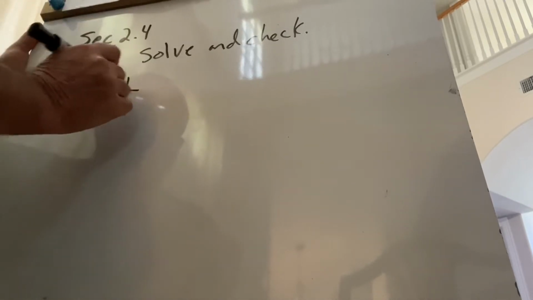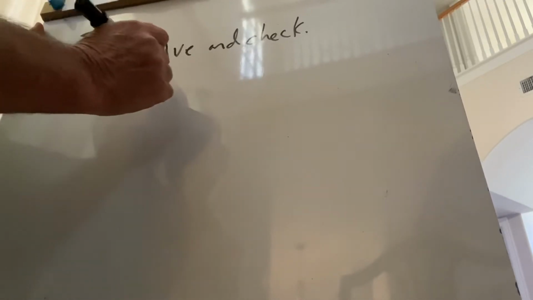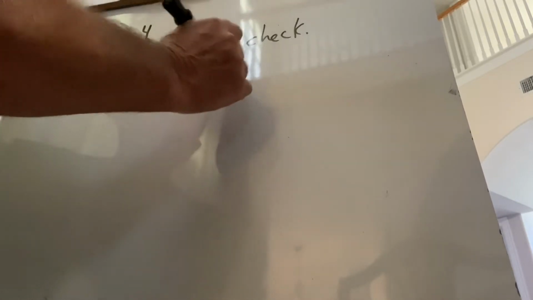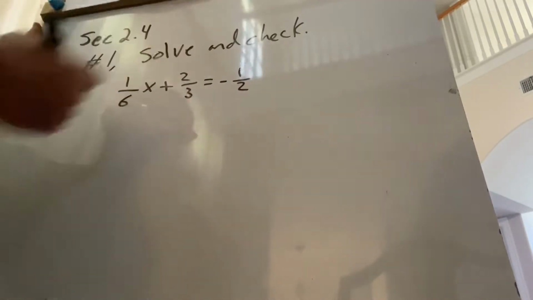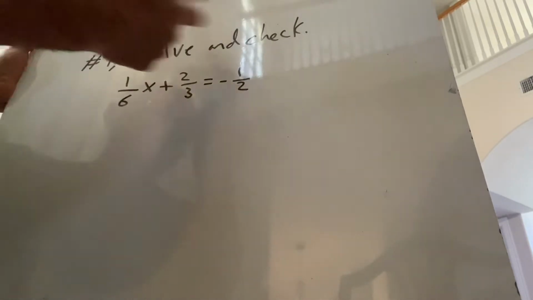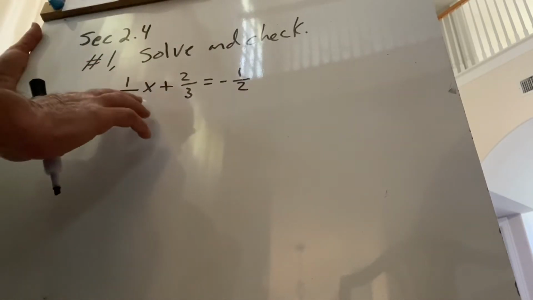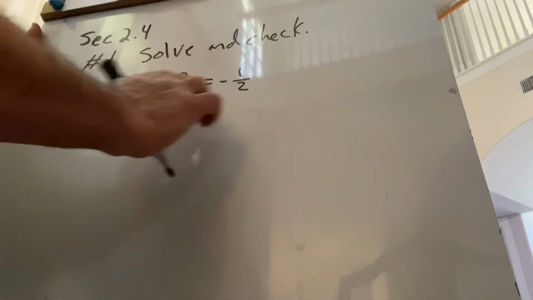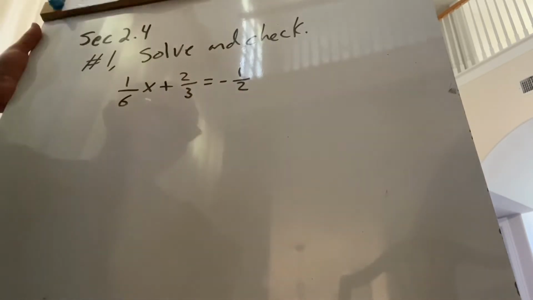So our equation says 1/6 x plus 2/3 is equal to negative 1/2. You do have an option here to directly deal with the fractions. In other words, as you know, to solve any equation you have to isolate the x, so you can start by subtracting 2/3, and then do all the basic arithmetic combining fractions.